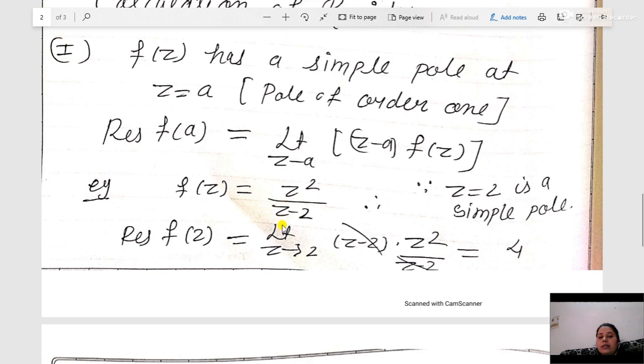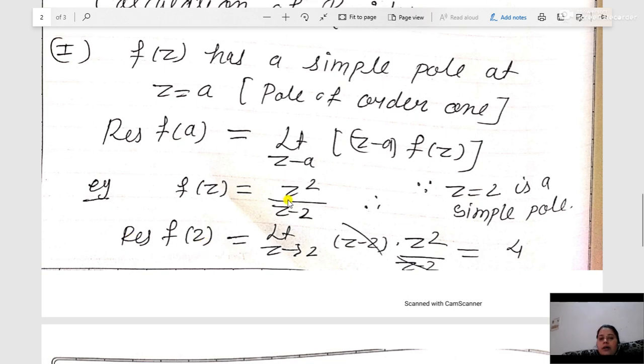And since its degree is 1, z minus 2 has degree 1. Therefore, it has a pole of order 1 at which point? At point 2. A pole of order 1 is also known as a simple pole. So it has a simple pole at z is equal to 2. Therefore, by using this formula, we can calculate the residue of f at 2.